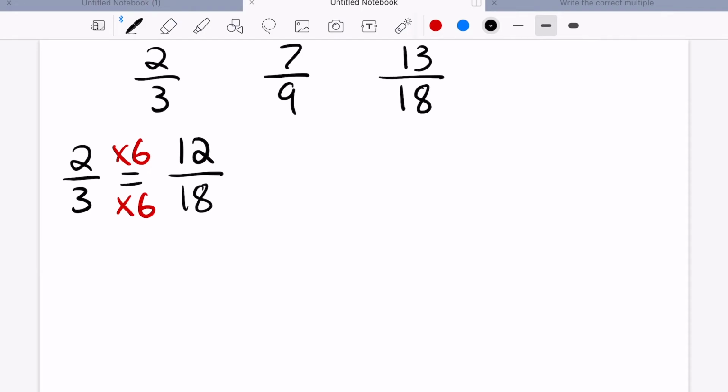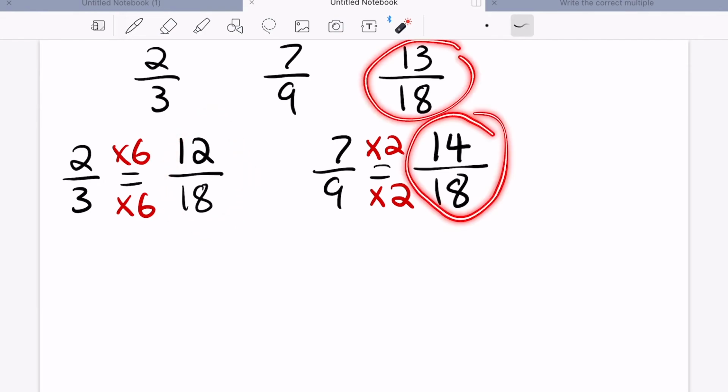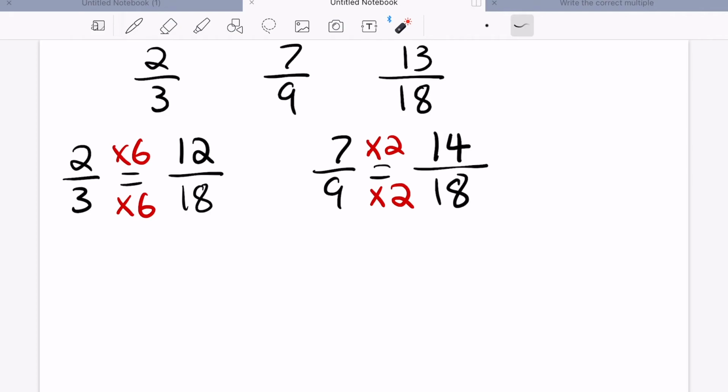Very good. So next we're going to turn 7/9 into 18s. So 9 times what equals 18? 9 times 2 equals 18. So we have to multiply the top by 2 as well. 7 times 2 equals 14. So here we have 12/18, 14/18, and 13/18. Which one is the smallest? 12/18, right?